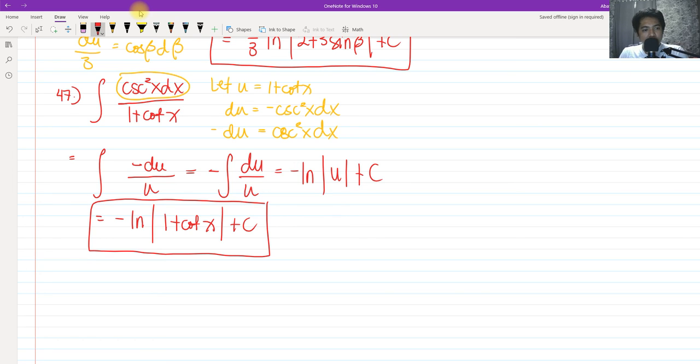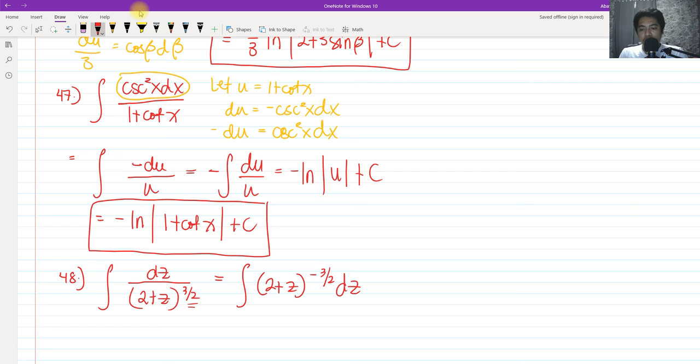Okay. So for number 48, that is our 8th problem for this, we have dz over 2 plus z raised to 3 halves. In this type of problem, we can simply use the property of the exponent. We can get the reciprocal of this and negate its exponent. So we have 2 plus z raised to negative 3 halves dz. Okay, so that is how simple it is.